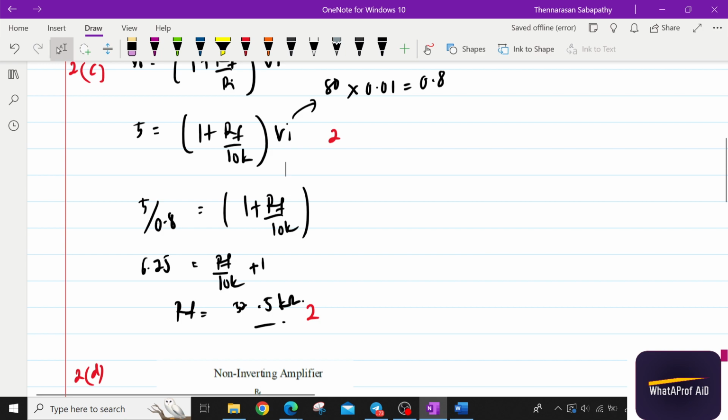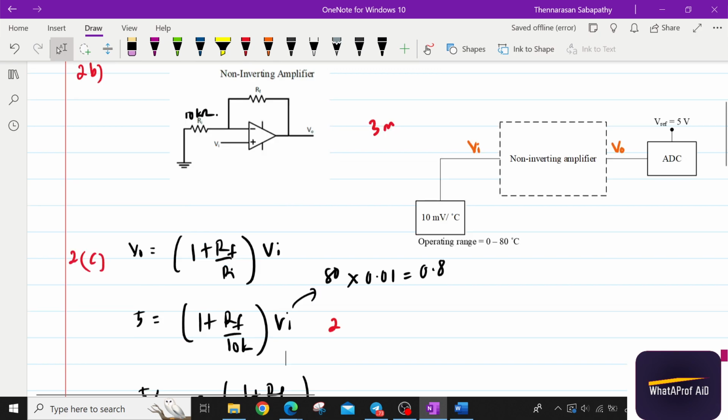Anyway, try to avoid calculation errors during the final exam. An initial error like this is very unacceptable because it means you don't know the concept, but here some had calculation errors.